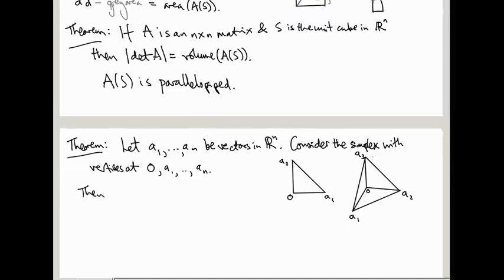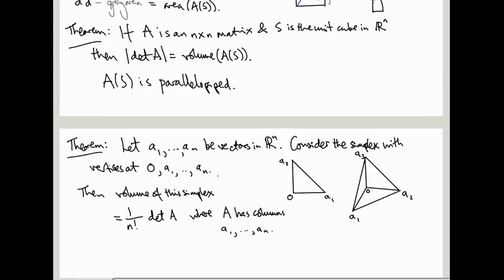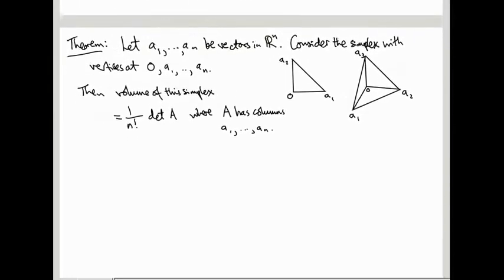So then the conclusion is the volume of this simplex is 1 over n factorial times the determinant of the matrix A, where A has columns A1 up to AN. So these two theorems are closely related, basically because you can decompose a cube into n factorial simplices. That's the relationship. And rather than proving either of them, I just want to use this to compute the volumes of some tetrahedra in 3D, because that's a neat trick.